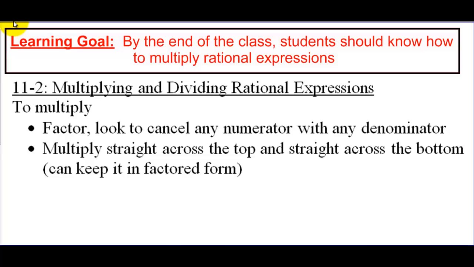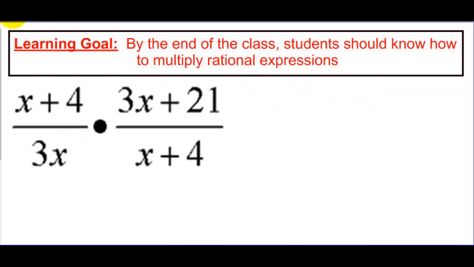Multiply straight across the top, straight across the bottom, and I put that in parentheses. You can leave that in factored form, so you don't have to FOIL everything back out and multiply it back out and get one polynomial. We can leave it in multiple parts. So here's an example. Okay?